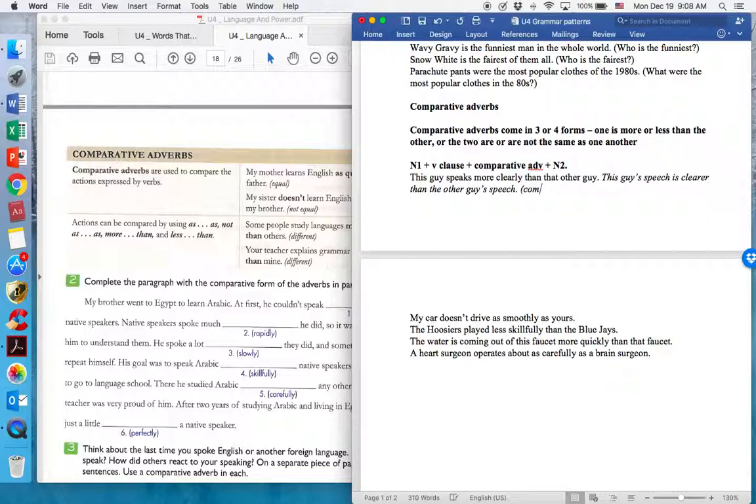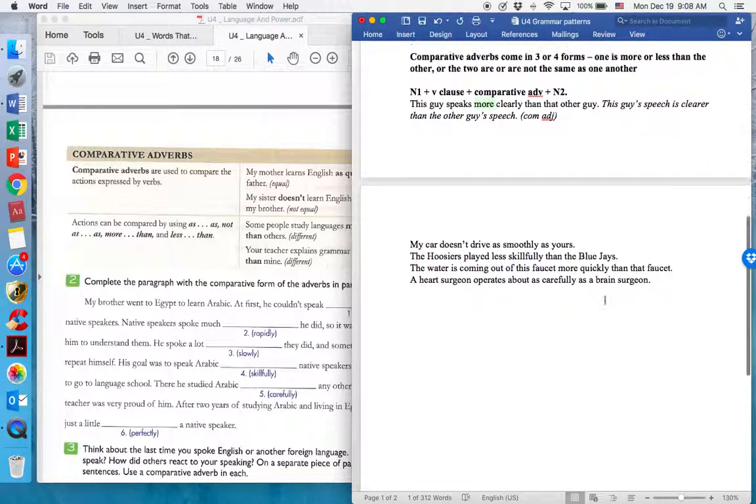Comparative adjective form, right? But here we want to use the verb. So this guy speaks more clearly than the other guy. This guy's speech is clearer than the other guy's. We're just adding more plus the adverb and then than. Very similar to the comparative adjective.